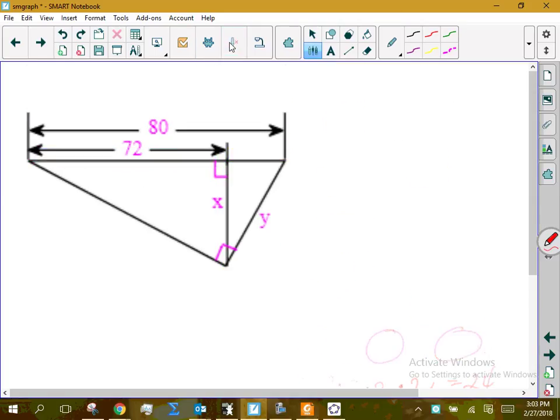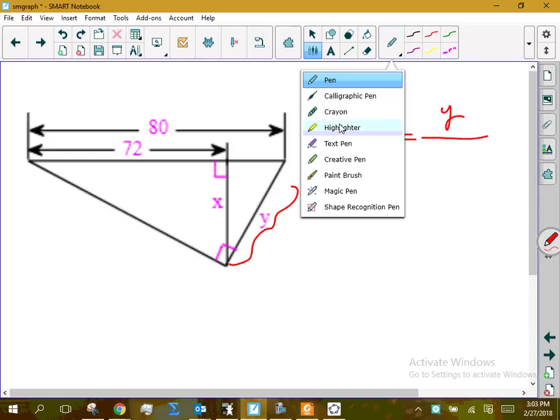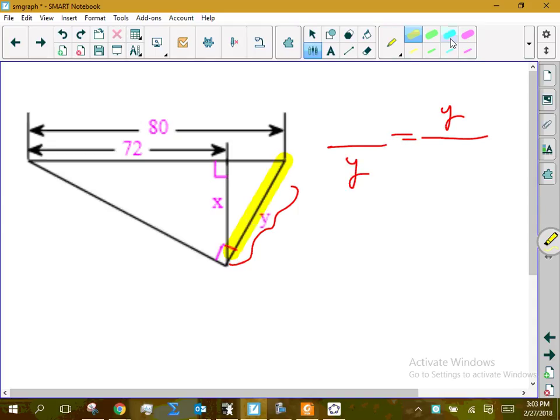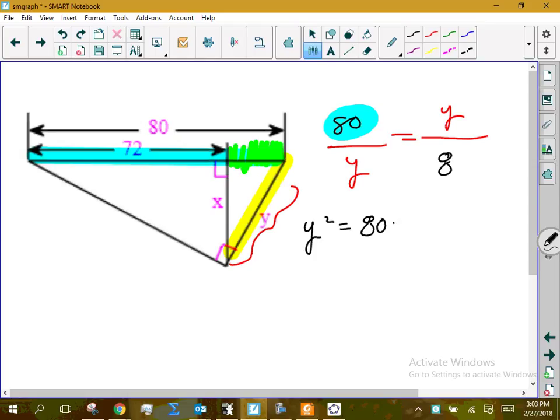So let's kind of solve here for y. So y is a leg. So it goes there and there. Now, it would be the geometric mean between what and what? Or what numbers? What number could go here? Okay, 80 is going to go there because it's the geometric mean between the hypotenuse and now the part of the hypotenuse that touches that leg, so it's going to be that 8. Good. So y squared is equal to 80 times 8, right?